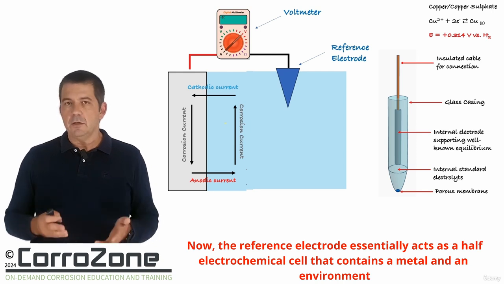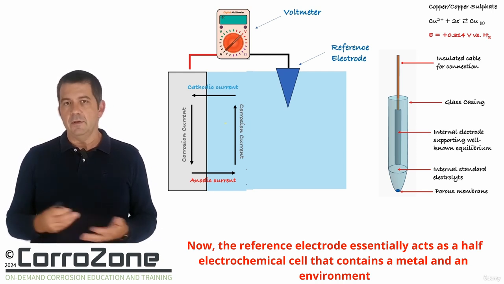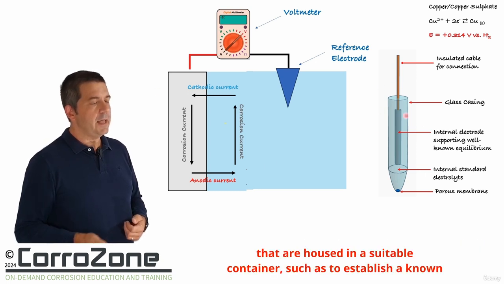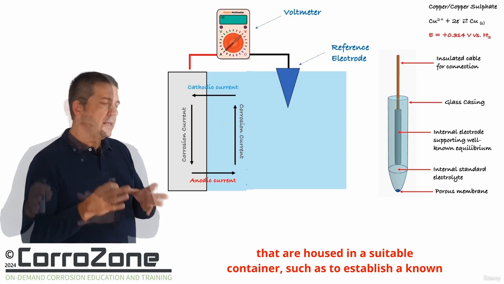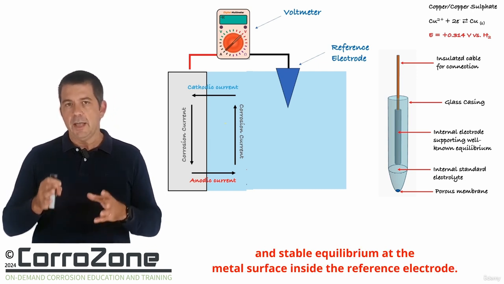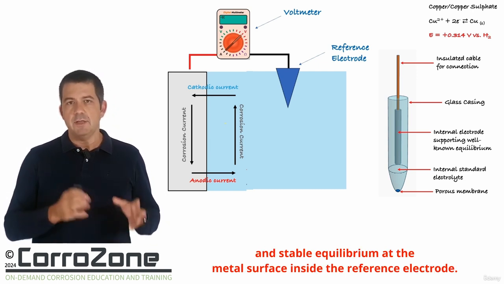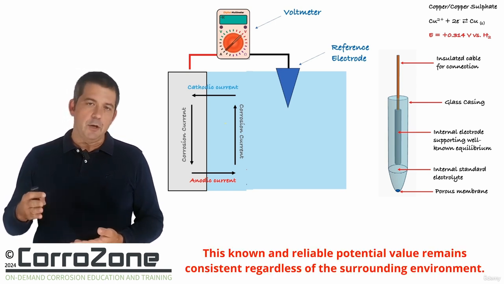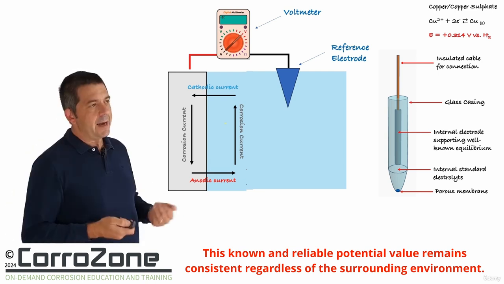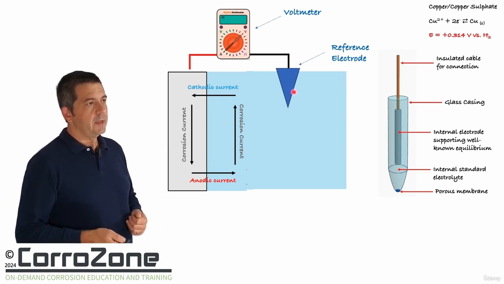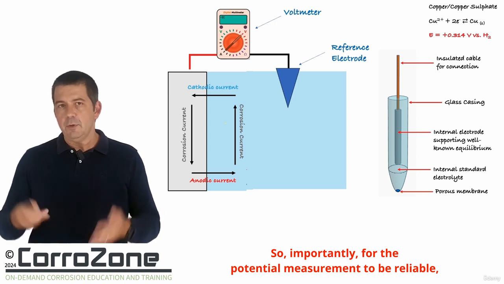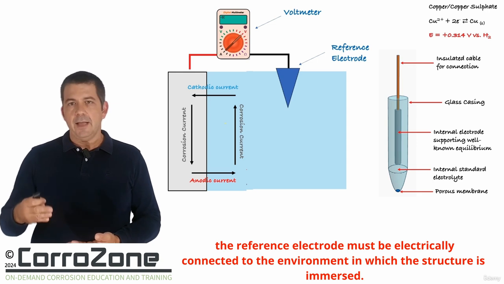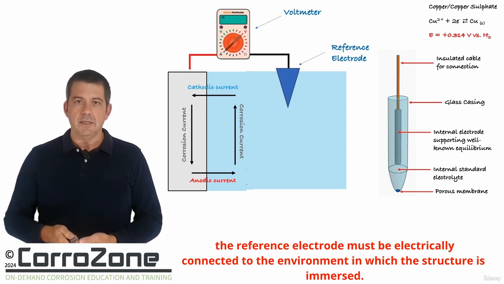Now, the reference electrode essentially acts as a half electrochemical cell that contains a metal and an environment that are housed in a suitable container, such as to establish a known and stable equilibrium at the metal surface inside the reference electrode. This known and reliable potential value remains consistent regardless of the surrounding environment. So, importantly, for the potential measurement to be reliable, the reference electrode must be electrically connected to the environment in which the structure is immersed.